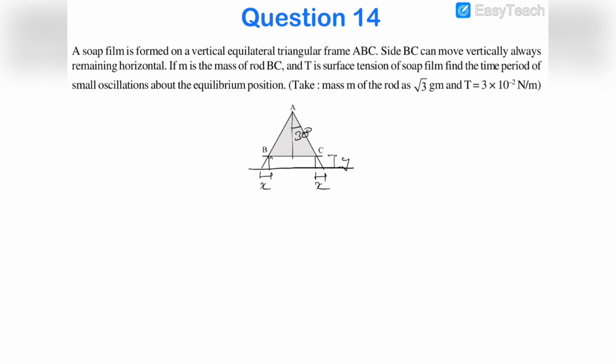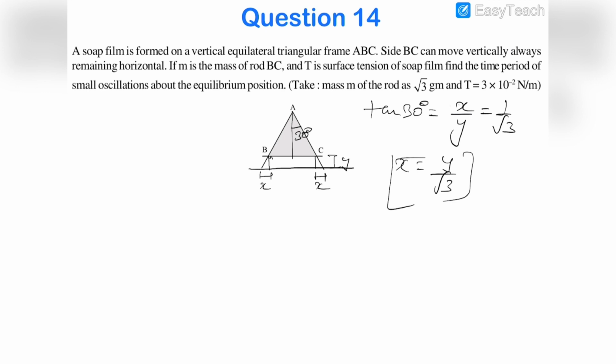and we can easily find out the relation between x and y. So we can say that tan 30 degree will be equal to x upon y, and tan 30 is equal to 1 by root 3. So we have to find out the value of x in terms of y. So x will be equal to y by root 3.